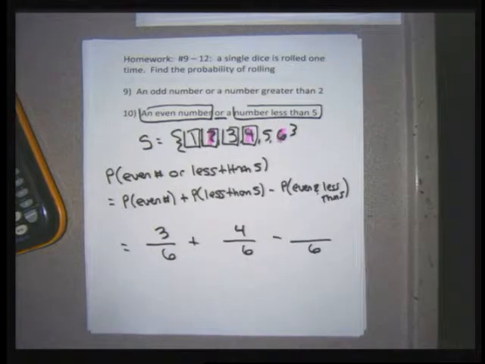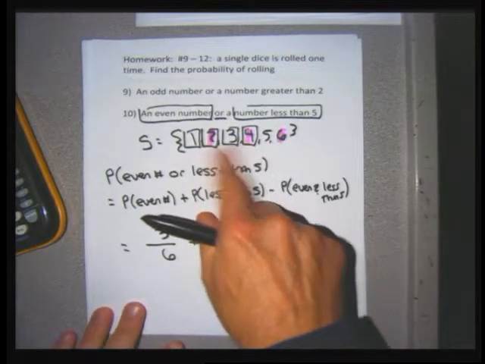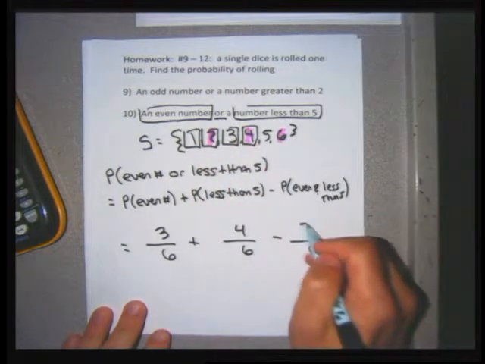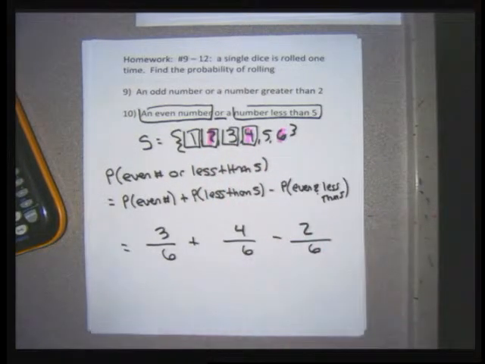And when I mark up my sample space this way, you can see how many there are. There are 2 numbers, the numbers 2 and 4. They're even and less than 5. So I need to subtract out that 2 over 6 fraction.